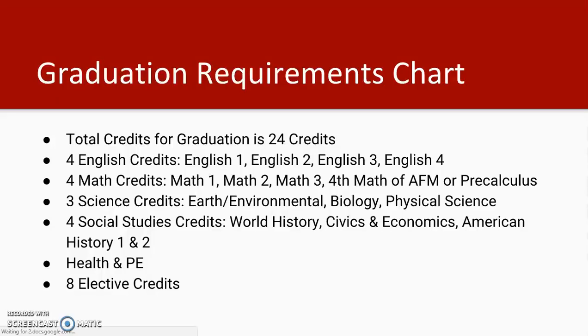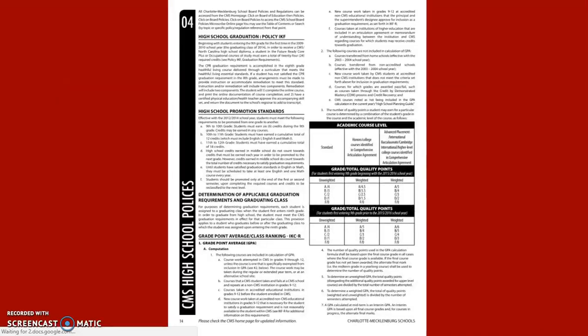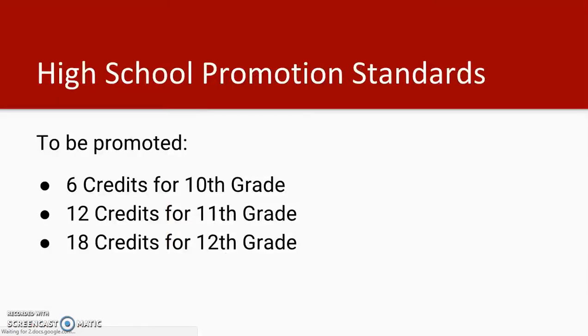At this time, we will review high school promotion standards in order to learn how many credits are needed to be promoted from one grade level to the next. Students must earn a total of any 6 credits to be promoted from 9th to 10th grade. Students must have a cumulative total of 12 credits at the end of 10th grade to be promoted to the 11th grade. Those 12 credits must include English 1 and 2 and Math 1.